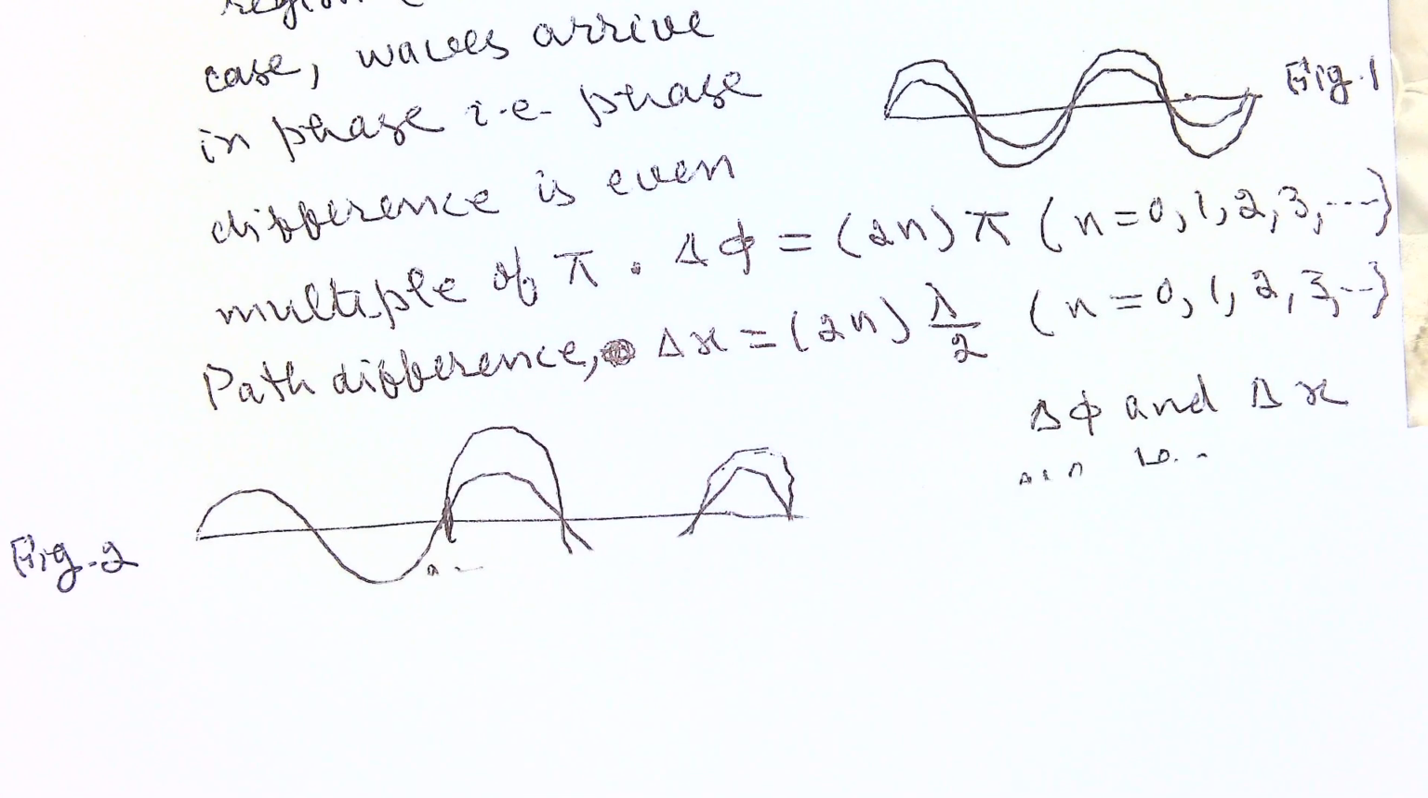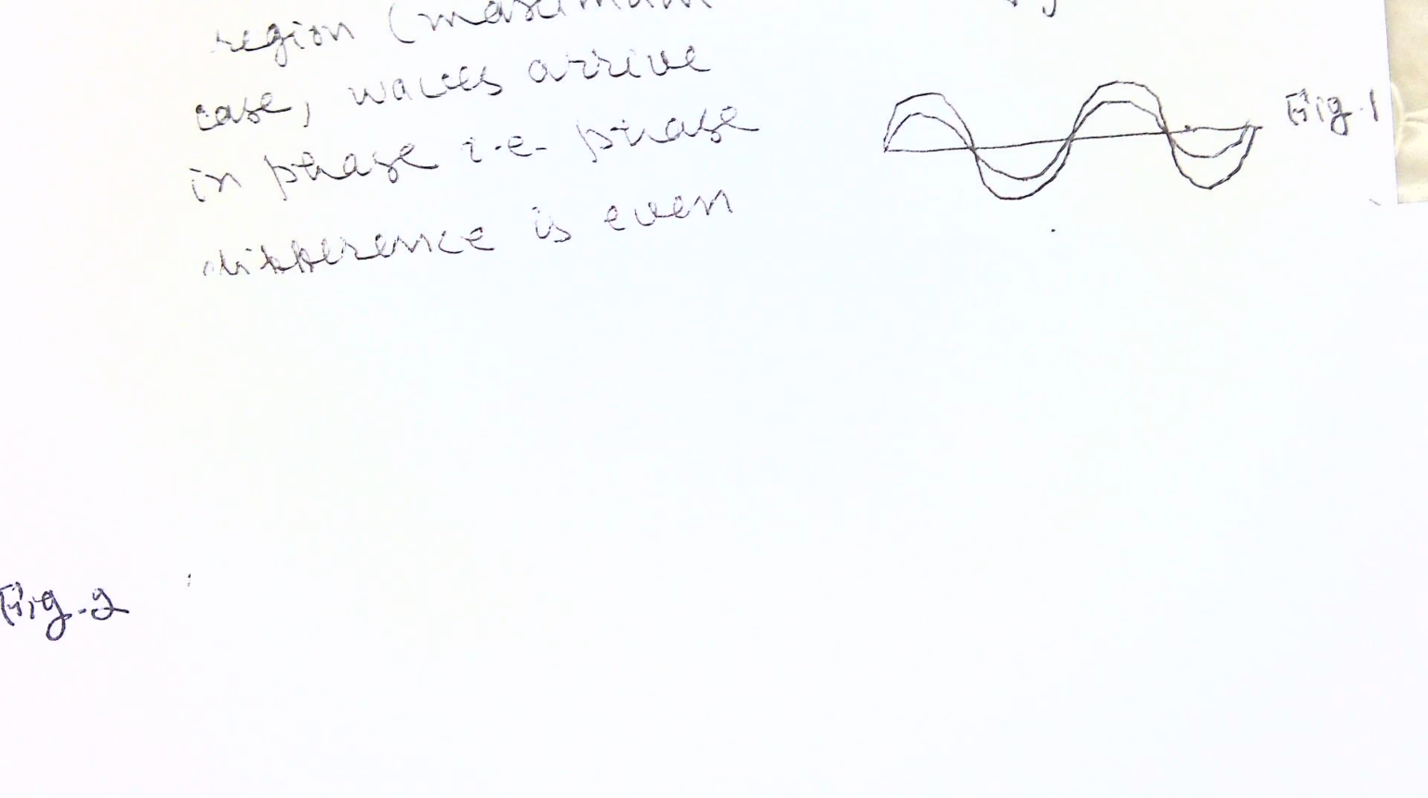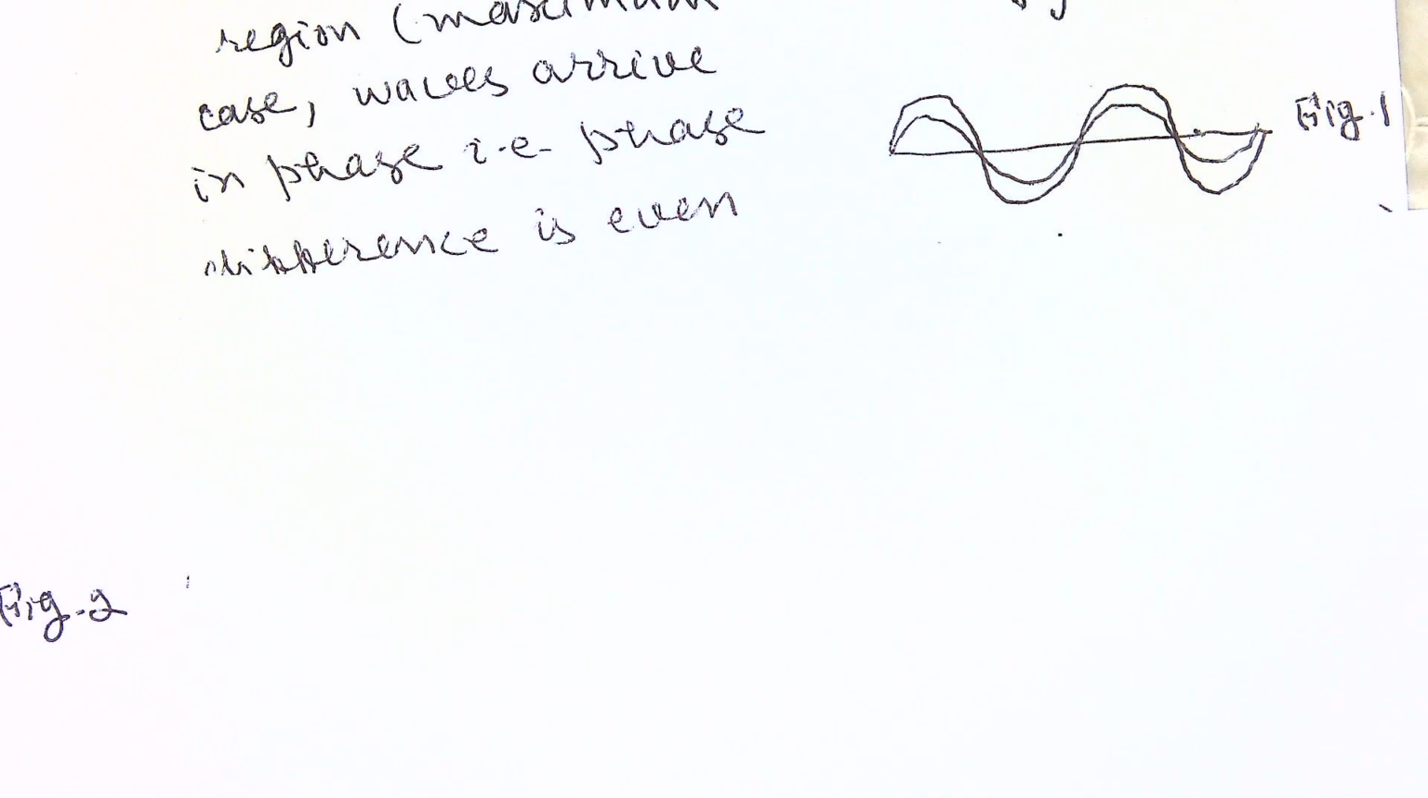Now let us focus on figure 1. You can see this figure 1. In figure 1, what is happening is that the phase difference is 0. There is no phase difference. Of course, crest on crest and trough on trough, but there is no phase difference, as you can see.